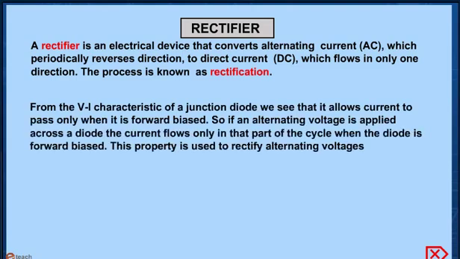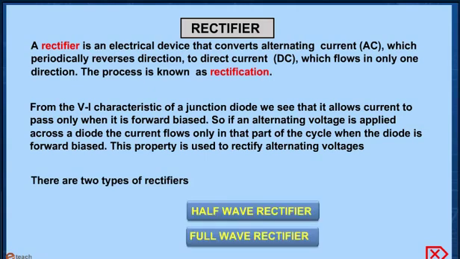From the VI characteristic of a junction diode, we see that it allows current to pass only when it is forward biased. So if an alternating voltage is applied across a diode, the current flows only in the part of the cycle when the diode is forward biased. This property is used to rectify alternating voltages. There are two types of rectifiers: half wave rectifier and full wave rectifier.